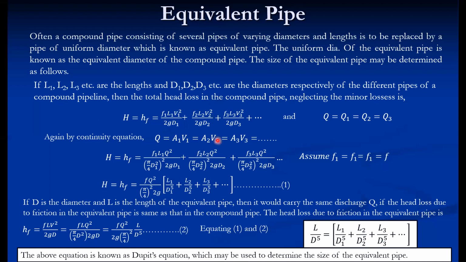Sometimes this derivation can be asked: derive an expression of Dupit's equation and the size of the equivalent pipe. If you remember this formula, and the numerical is on an equivalent pipeline, you can easily apply these relations and calculate the unknown quantities, either the length of the equivalent pipeline or the diameter of the equivalent pipe.